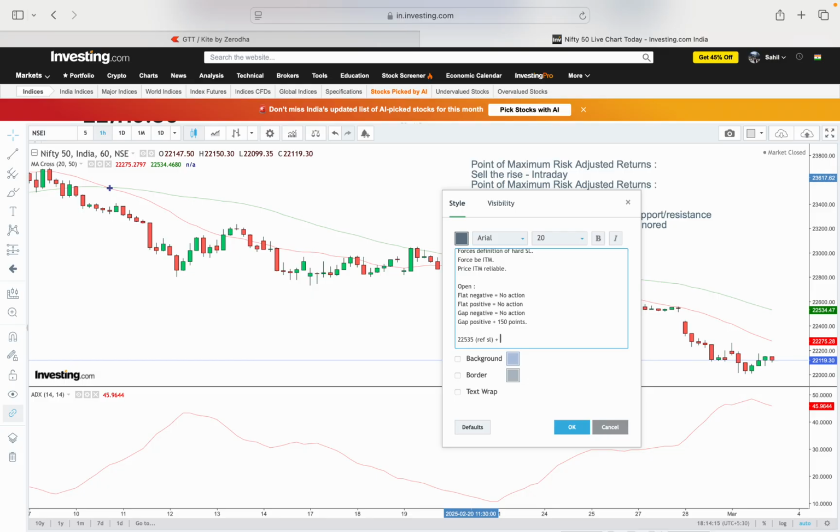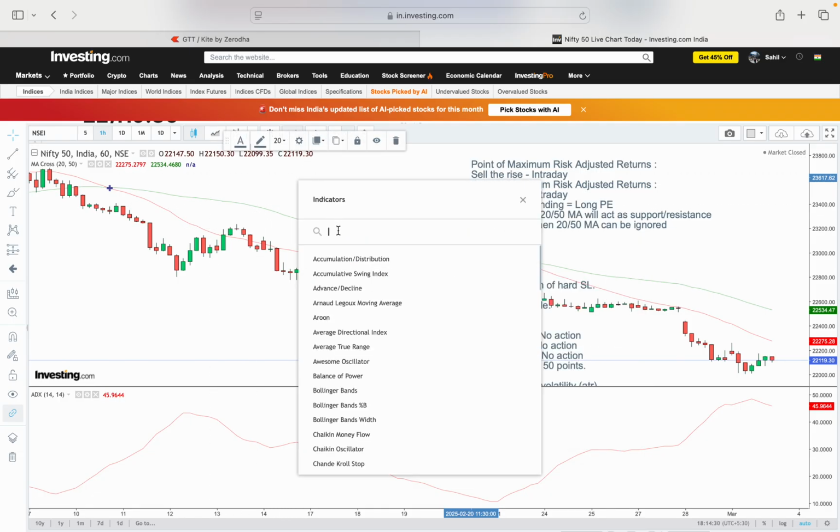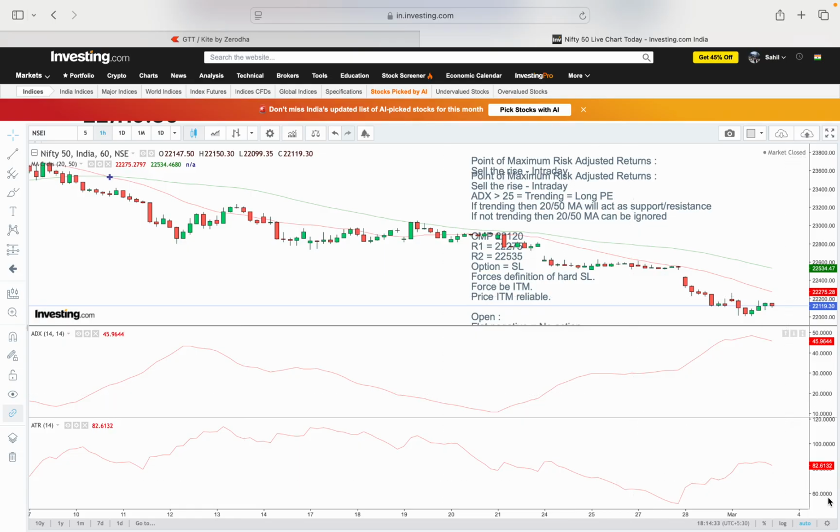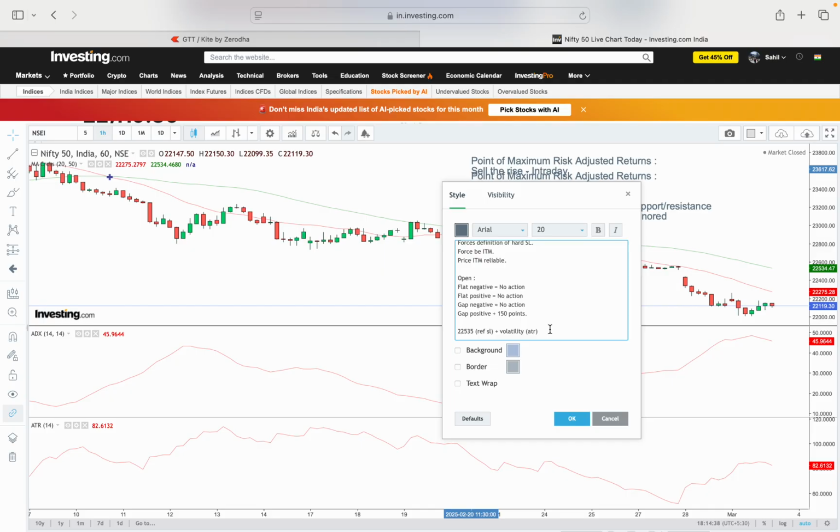And whenever you use a reference for an SL, we have to factor for volatility. And there are many tools to measure volatility. My favorite tool is the ATR, which in this case we will note is approximately 80 odd points. We will see here it is 82 points to be more specific. So here I will write ATR, which is roughly 83 points, or round it up to 85 points. Now 22,535 plus 85 will give us an answer of 22,620, which is going to be our SL on the spot levels.